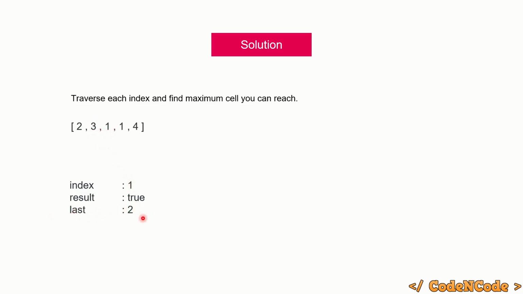Now let's see whether I can update last or not. If you are at index 1, you can make a maximum jump of length 3, so 1 plus 3 is equal to 4, so you can reach index 4. Clearly 4 is greater than last, so update last, so last becomes 4.